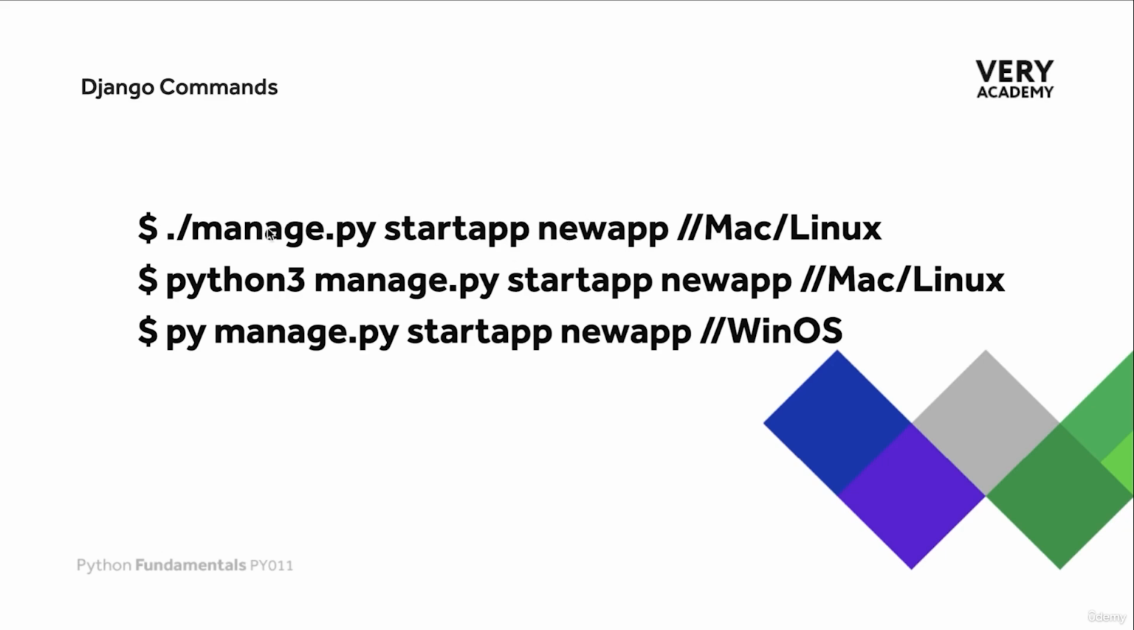Right, so something you'll notice here, whether you're on Mac or Linux, you can use the ./ approach or potentially the python3 approach here. So type in python3, then the command as per normal. If you're running Windows, the likelihood is you're going to access Python utilizing py and then space manage.py and so on. So remember, the name of the app that we're building here is going to be called new app. You can replace that with any name that you want to use.